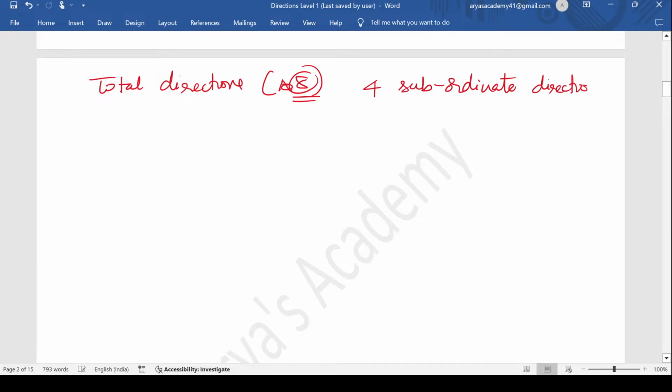Apart from the 4 main directions, there are 4 subordinate directions derived from the main directions. Let us see them: north, south, east and west, right? These are the 4 main directions which we know. But we consider the direction between north and east as northeast. We have to write it like this: north dash east.